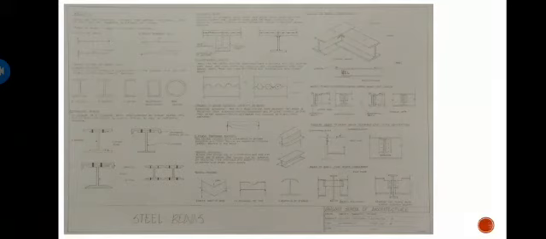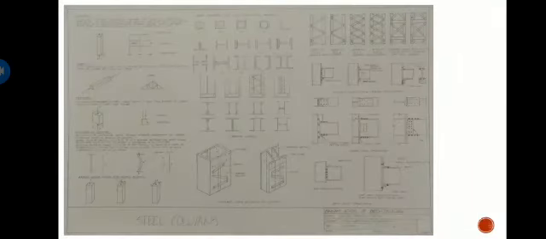Next is typical beam to beam connection using flexible end plate connections. In this, there is a supporting beam, the end plate and supported beam. Then beam to beam connection using fin plate connections. In this, there are two types. One is beam to beam connection using long fin plate and the other one is using short fin plate with single notched beams.